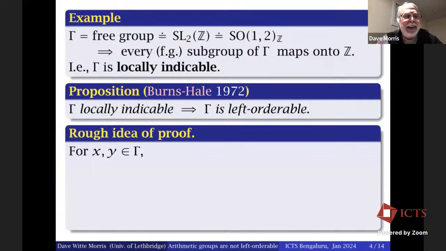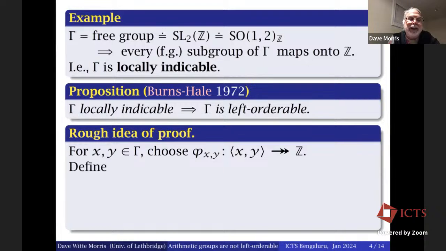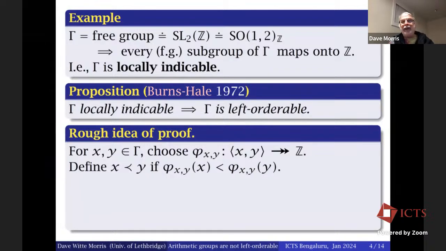The point is just that if you have an X and a Y, we need to decide whether X is bigger than Y or X is less than Y. And the way to do that is to choose some homomorphism. Our group is locally indicable, so every finitely generated subgroup, such as the subgroup generated by X and Y, has a homomorphism onto Z. We use that homomorphism to decide who's bigger. Just compare X to Y by comparing phi of X with phi of Y. If phi of X is less than phi of Y, then X is less than Y.